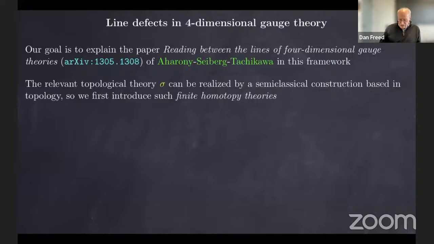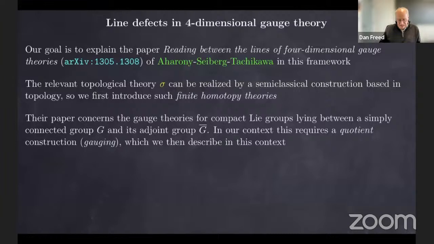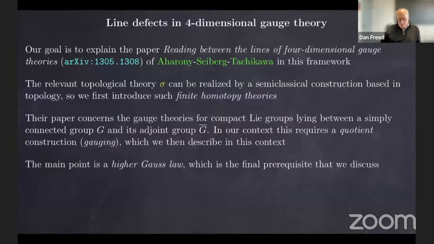So the first preliminary is a class of topological theories called finite homotopy theories. That's how we'll understand the symmetry theory here. It's a kind of semi-classical description of this topological field theory, a finite version of the path integral, and it allows us to do computations. So theories like this are a very nice class of theories because you can really compute in them semi-classically using topology. The second, I have to talk about the quotient construction in this context, what was already alluded to. And the third preliminary is to talk about Gauss laws, because that's the key point that enters into their paper.